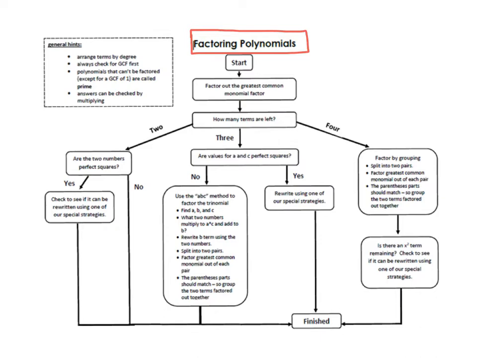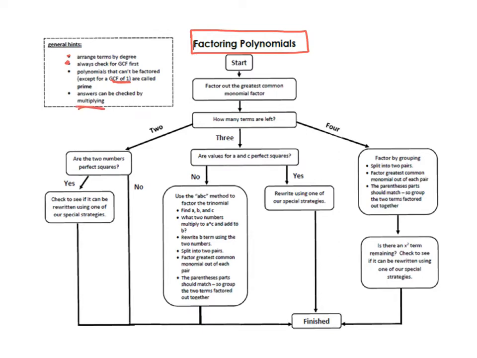If you look off to the side, the upper left-hand corner, you'll see a couple of general hints. It says always arrange your terms by degree, so put the highest degree first and the lowest degree last. Then secondly, it reminds you to always check for a greatest common factor first. We'll talk about that as we get started. And then these other two items are just reminders that some polynomials only have a greatest common factor of 1. Those are just called prime. And you can always check your answers by multiplying out your factored form if you so choose.